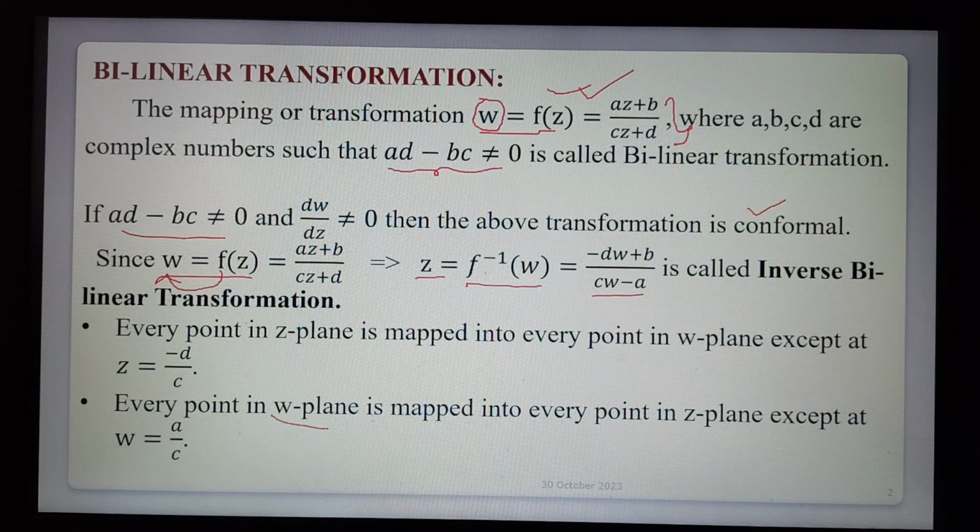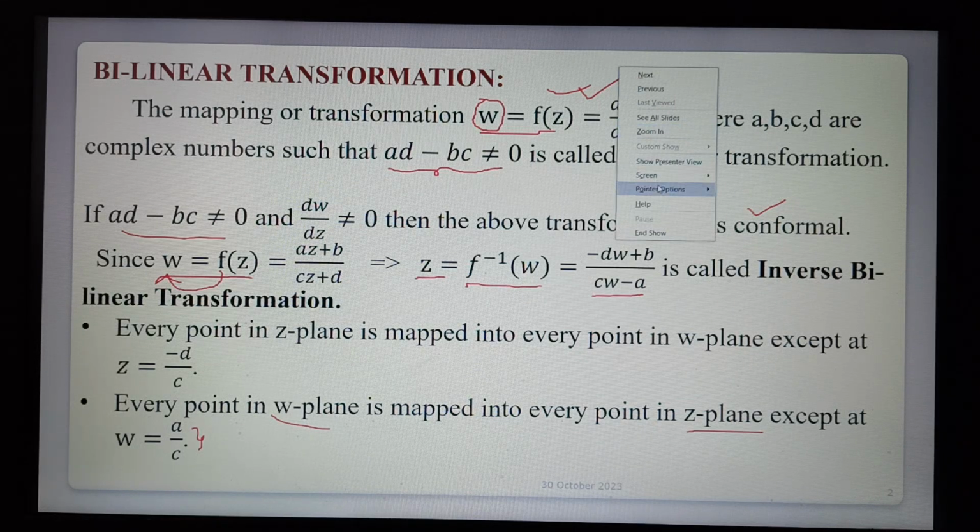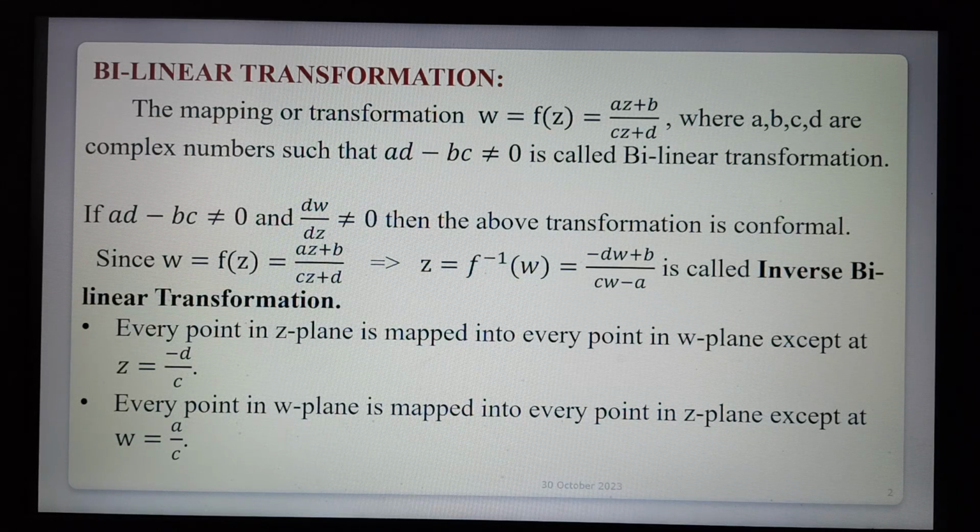Next, every point in the w plane, taking the inverse, is mapped into a point in the z plane; that is the inverse mapping, except w = a/c. In case w = a/c, the value is invalid, not defined. So this is the bilinear transformation and similarly its reverse, the inverse bilinear transformation. So this is the definition.